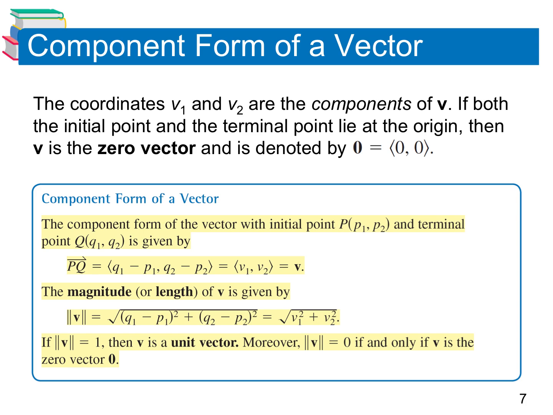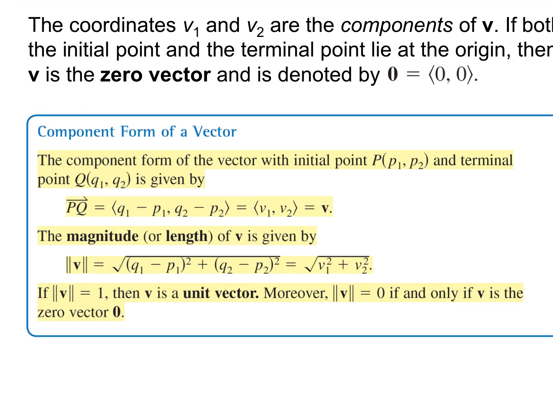On the next slide, we have our formula for component form when our vector does not start in standard position. We would do terminal minus initial. That's what this part is saying here. It says if the initial point is P1, P2, and the terminal point is Q1, Q2, to find component form, we would do Q1 minus P1, Q2 minus P2. So terminal minus initial.